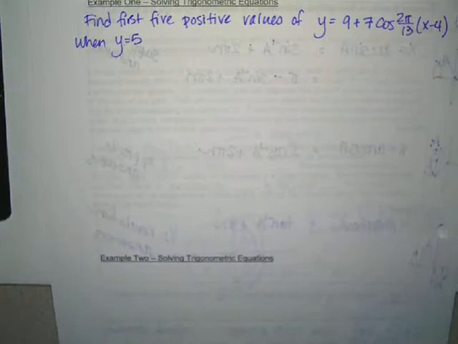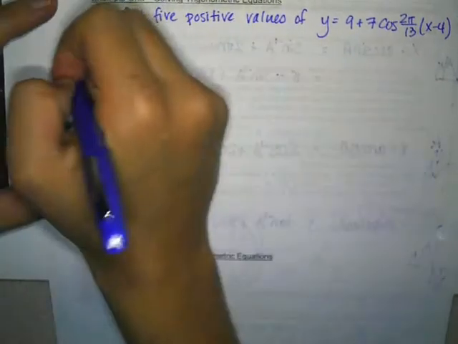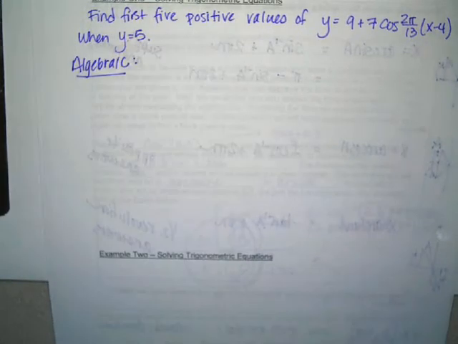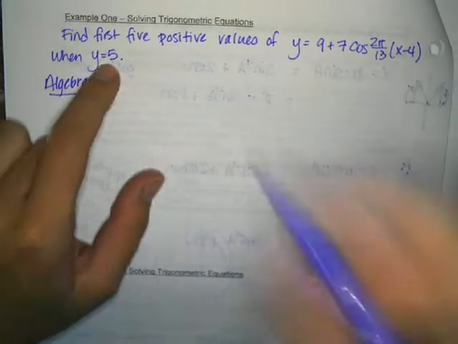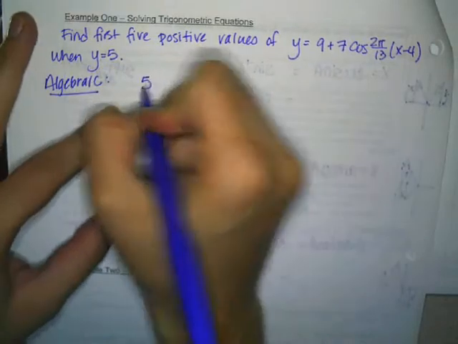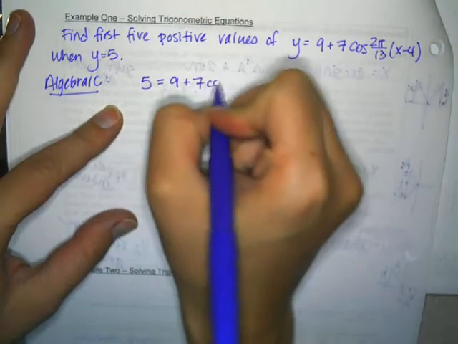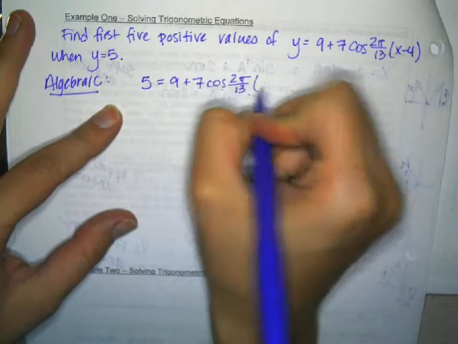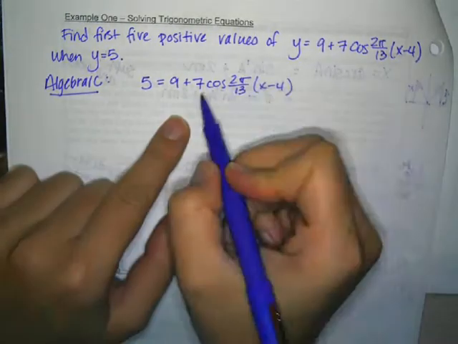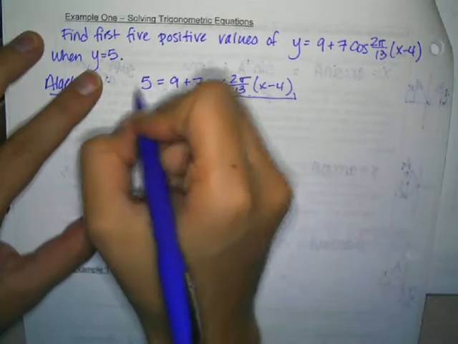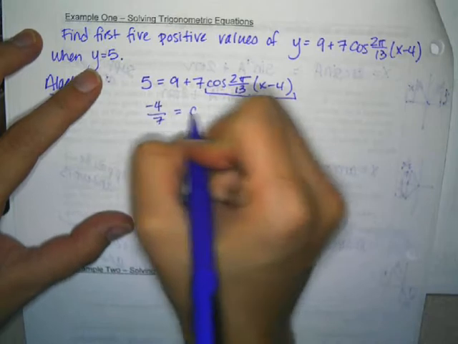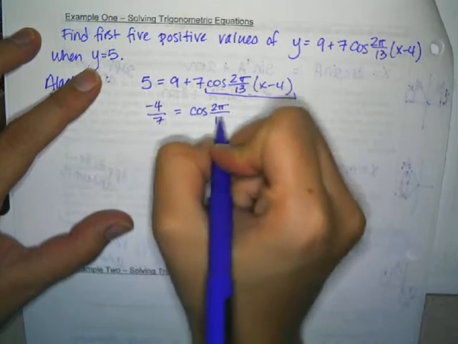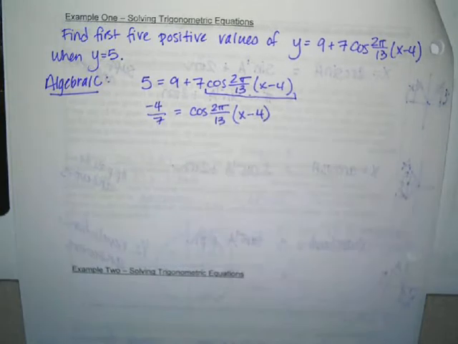And we're going to do this 2 ways. We're going to solve it algebraically first, and then we're going to look at the graphical way to solve it. Okay, so algebraic. They're giving me a y value, so I'm going to go ahead and plug that in for y. And then I'm going to isolate my trig function. So I'm going to subtract 9, get negative 4 and then divide by 7. So you get negative 4/7 equals cosine 2 pi over 13 times x minus 4.